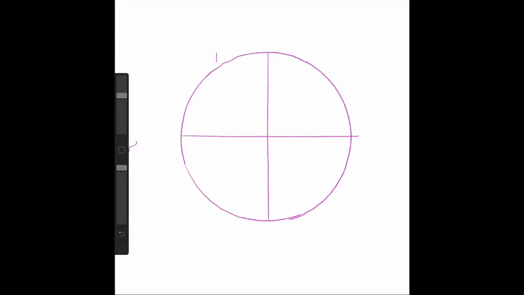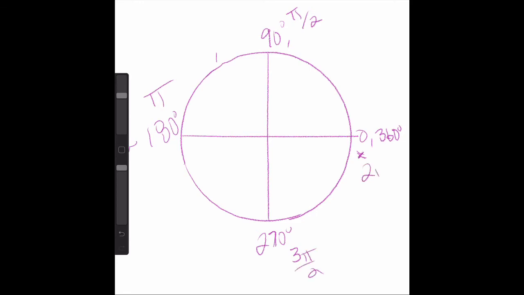I'm going to go ahead and divide my circle into 4 quadrants. Let's start by labeling degrees. 0 degrees on my x-axis here, the positive x-axis is 0, 90, 180, 270, and back to 360. Correspondingly in radians, that's 0, pi halves, pi, 3 pi halves, and 2 pi.